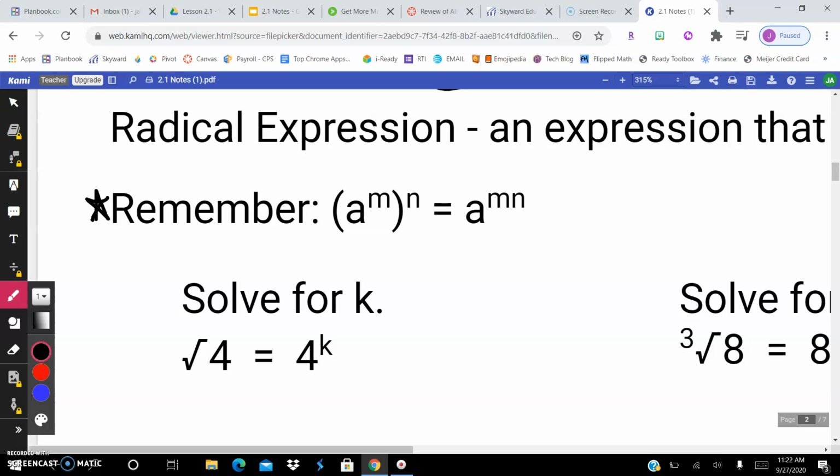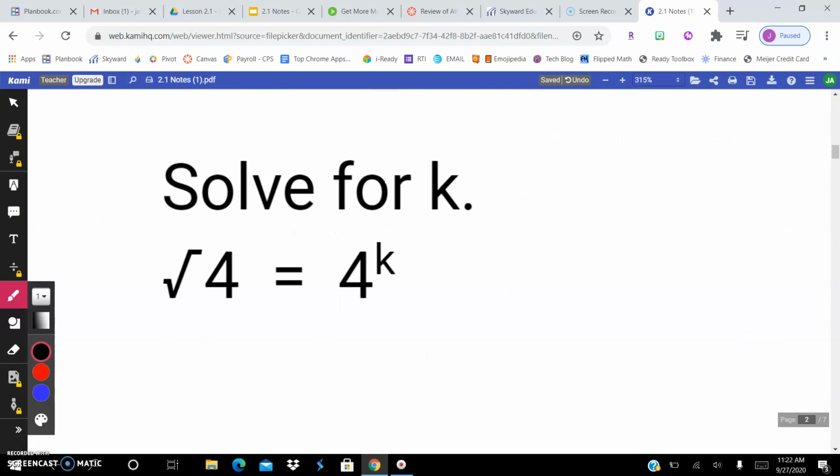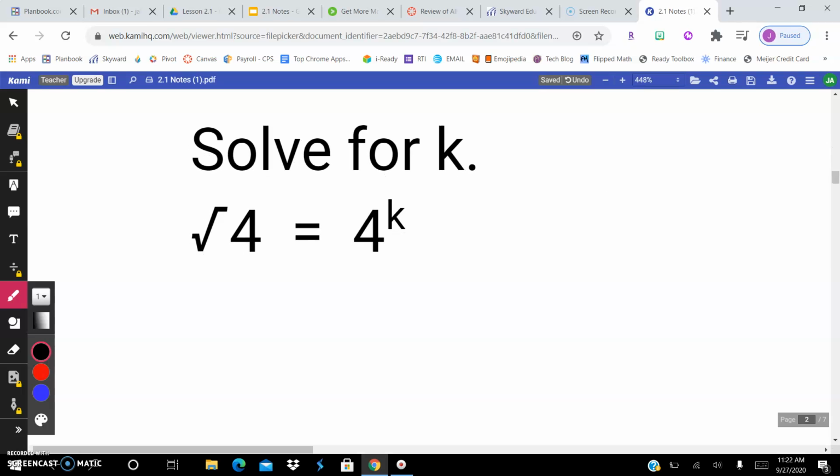Just a reminder here that when we have a power to a power, we multiply the exponents. So that's a review from last year. We're going to show you how interchangeable exponents and the square root work here. So we want to solve for k. We want to figure out what is the value of k in this case.